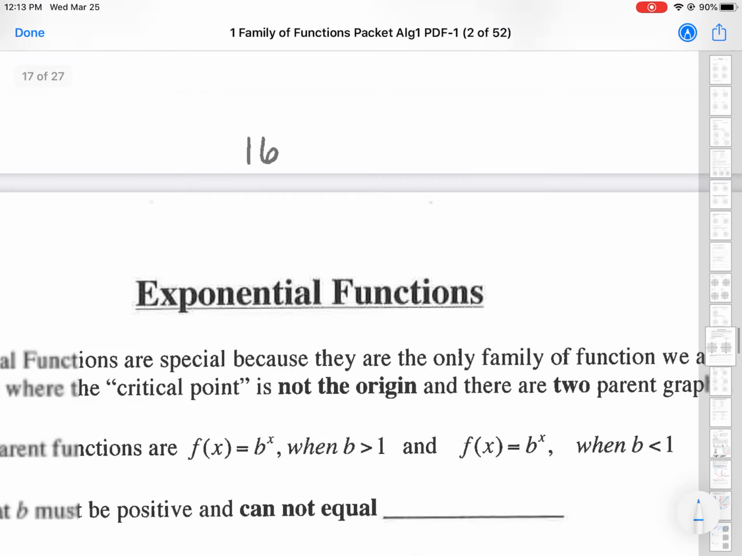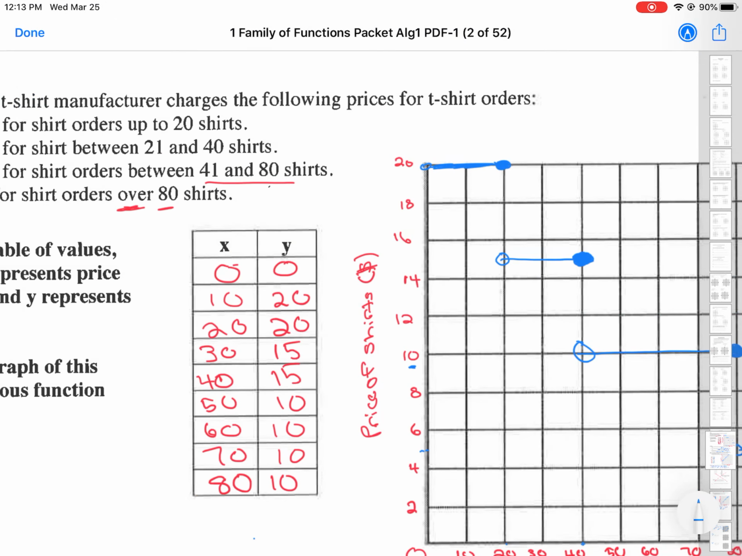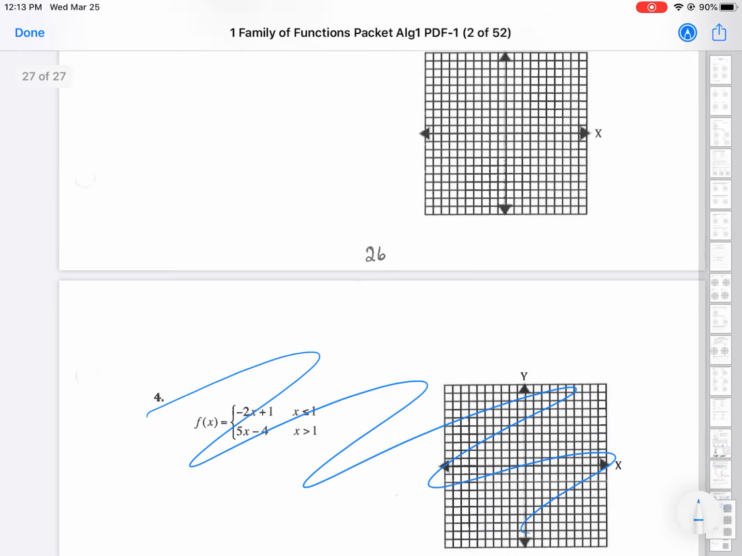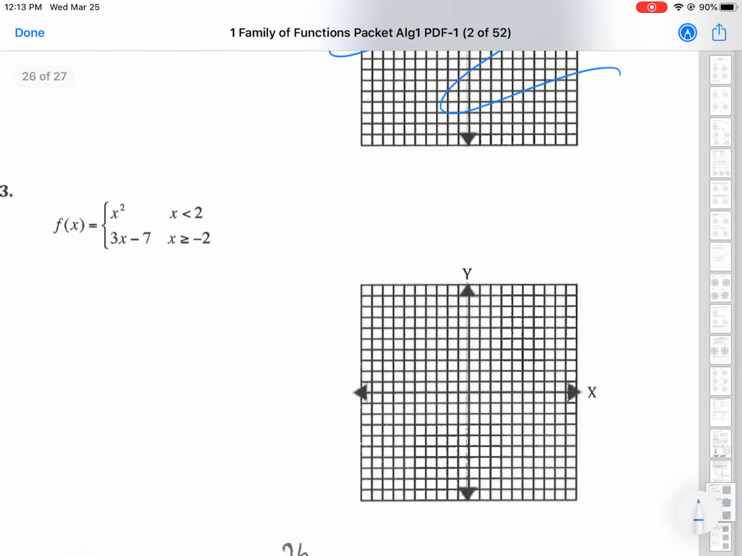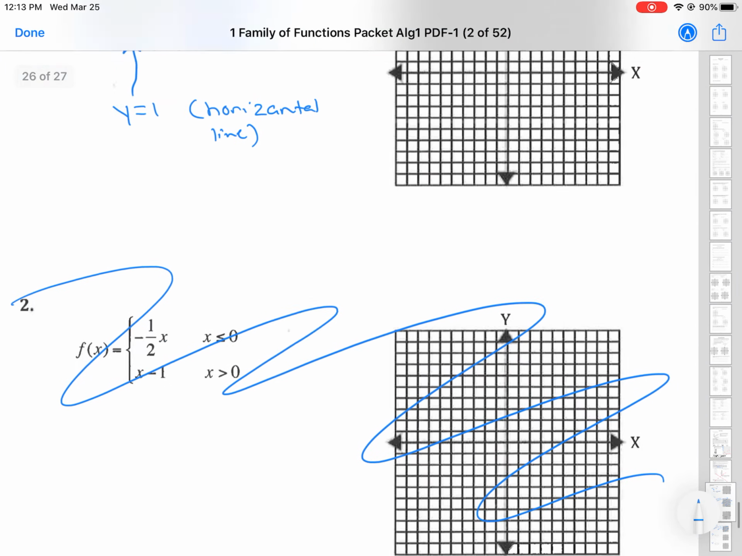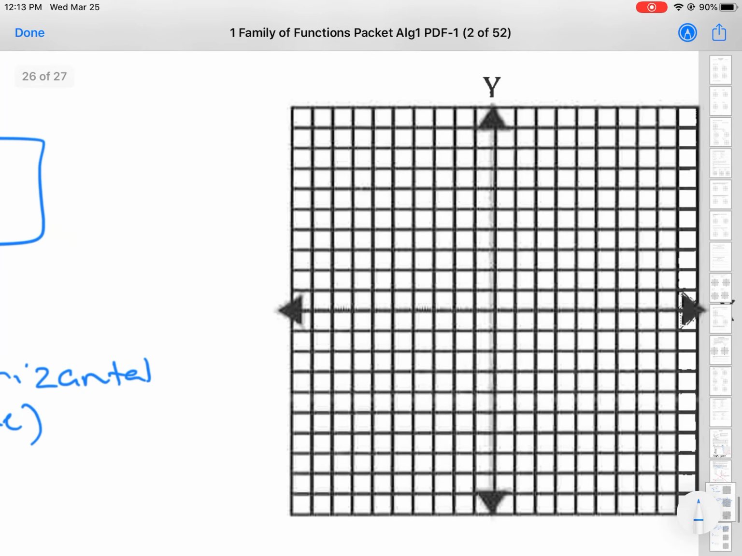Holy goodness gracious, what just happened? Stinking iPad. They don't make these things easy, do they? Nope, that's not it. Ooh, here we go. All right, sorry about that.